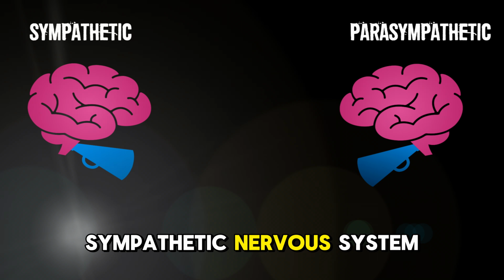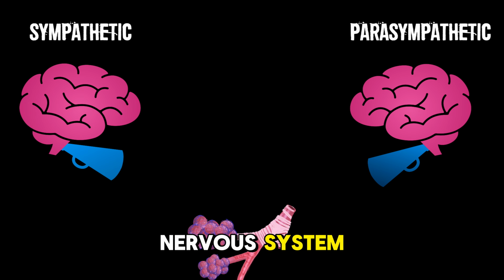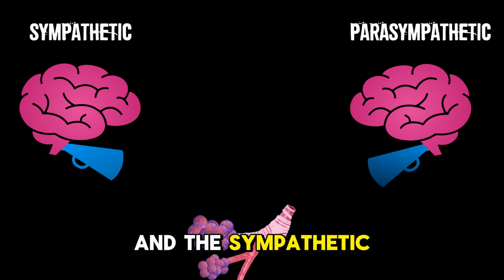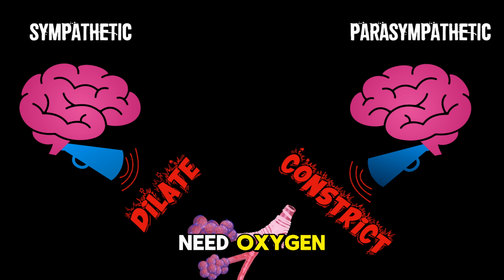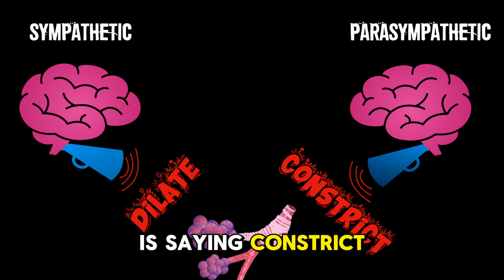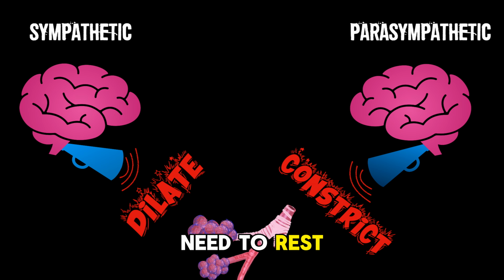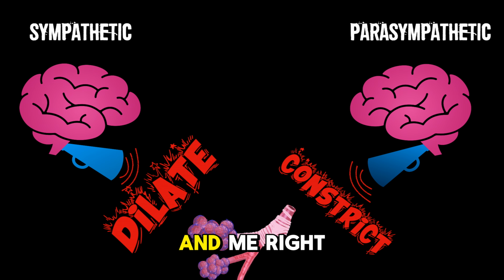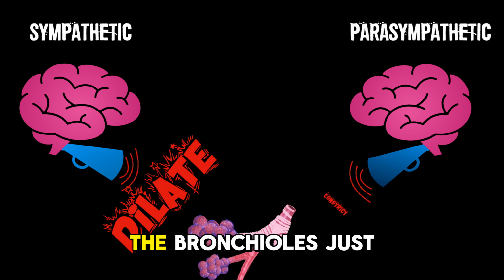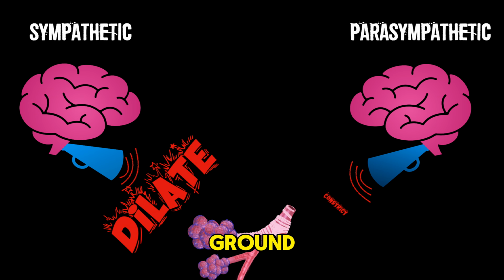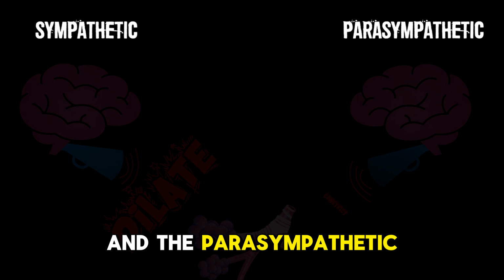So let's talk about some other treatments, right? We've got the sympathetic nervous system and the parasympathetic nervous system, and they're both talking to those bronchioles. The sympathetic nervous system is screaming, dilate, get bigger, I need oxygen. And the parasympathetic is saying constrict, get smaller, I need to rest and digest. In you and me right now, both systems are talking to our bronchioles. It's not that one is off and one is on.